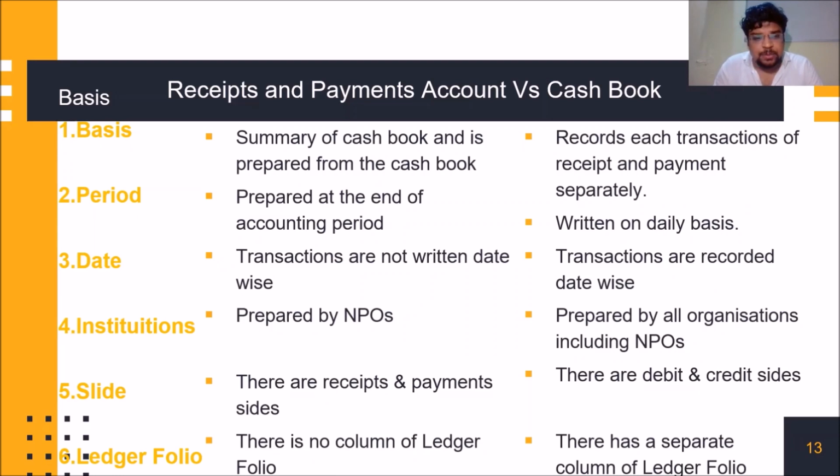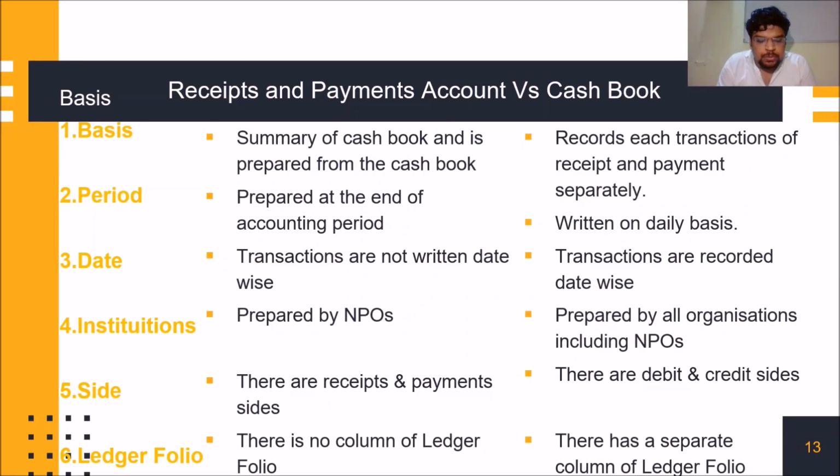And we see that the receipts and payments account is prepared only by NPOs, means not for profit organizations, but the cash book is prepared by NPOs as well as by profit earning organizations, means by all organizations. So now let's move on to another difference point, that is side. There are two sides in a receipts and payments account, known by the names receipts and payments. But in the cash book, these are known as debit and credit sides, right?